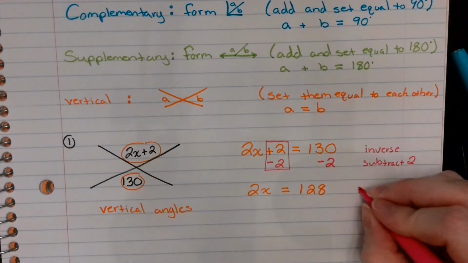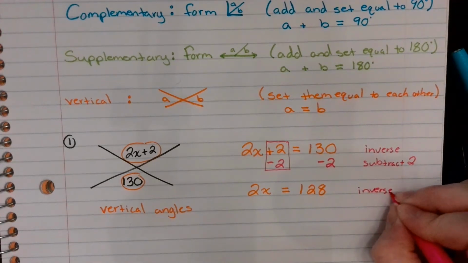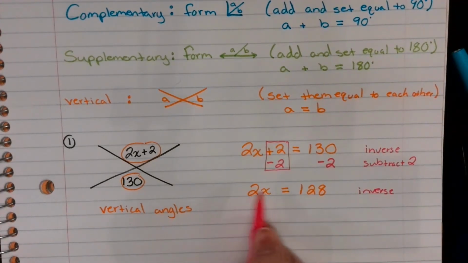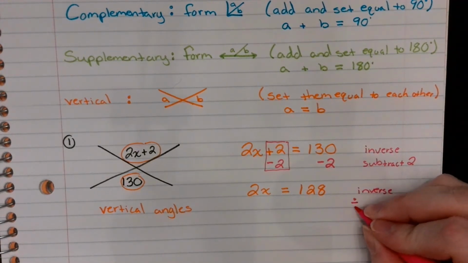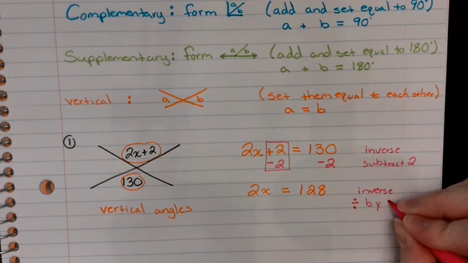And then our next inverse operation is to go ahead and get rid of this 2 that's attached to the x. Remember, when it's attached like that, that means it's multiplication. So the inverse of multiplication is division. So the inverse is to divide by 2.